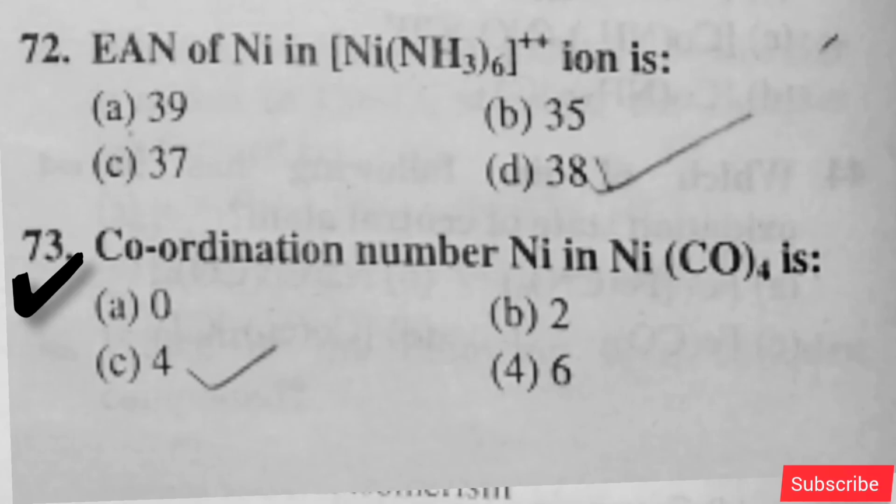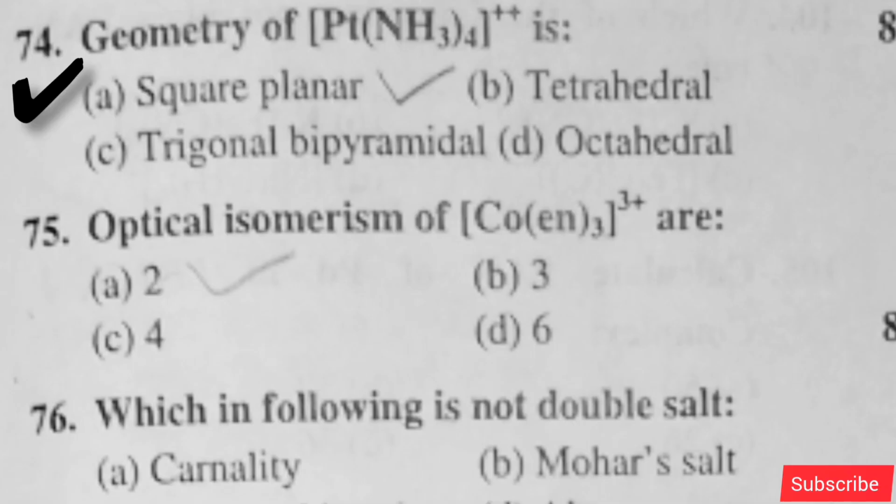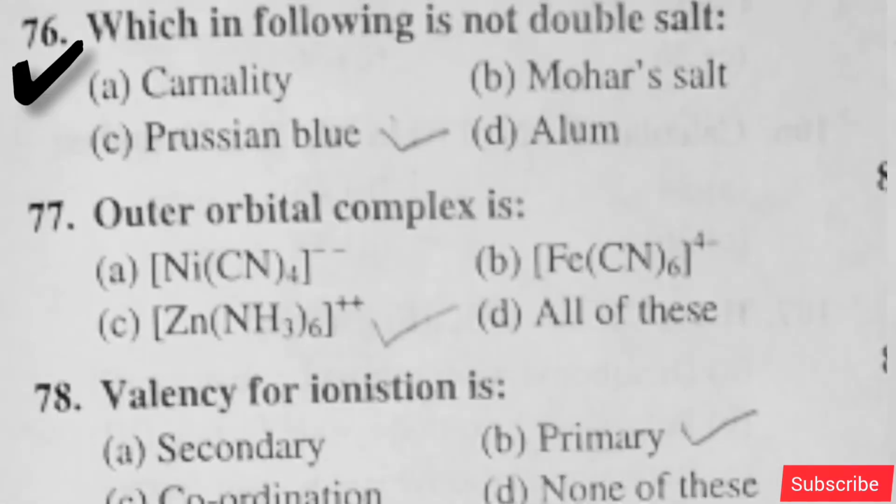Question 73: coordination number of Ni in Ni(CO)4 is option C is right. Geometry of this complex is option A is right. Question 75: optical isomerism of this complex are. Option A is right. Question 76: which in following is not double salt. Option C is right. Question 77: outer orbital complex is option C is right.